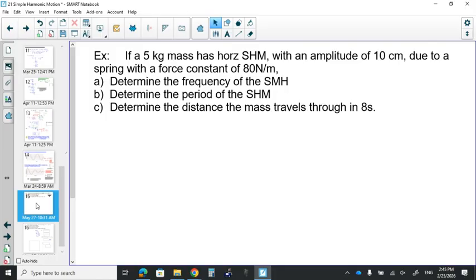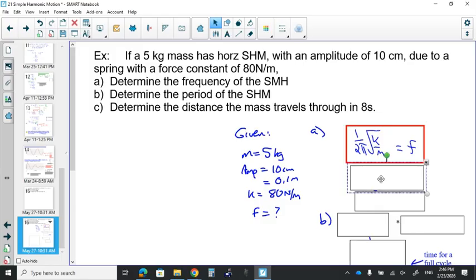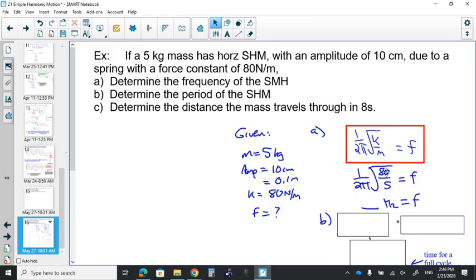If you have a 5 kilogram mass, it has horizontal simple harmonic motion with an amplitude of 10 centimeters, convert that to 0.1 meter, due to a spring force. The spring it's attached to has a spring constant of 80 newtons per meter. Determine the frequency, determine the period, and determine the distance the mass travels in 8 seconds. So what that looks like, we would just look at the things we know and see that we have an equation for the frequency. So grab that equation, use it, plug numbers in, right? Get a value. I didn't even bother calculating. It's just calculations, get a number.